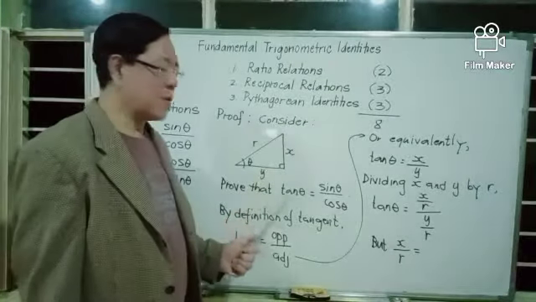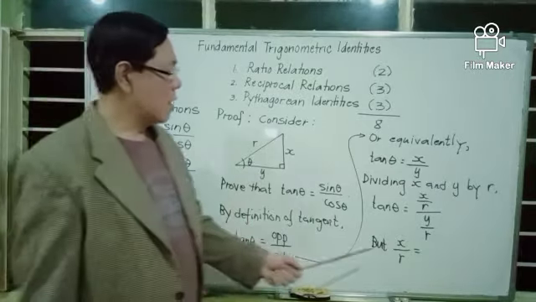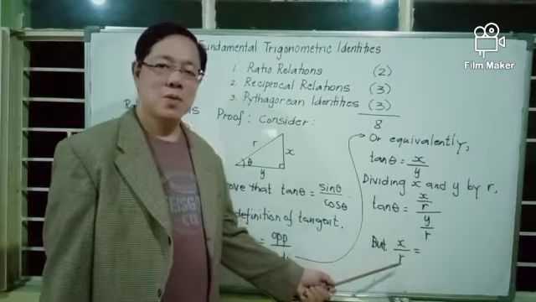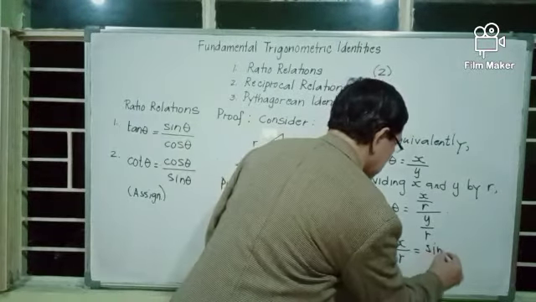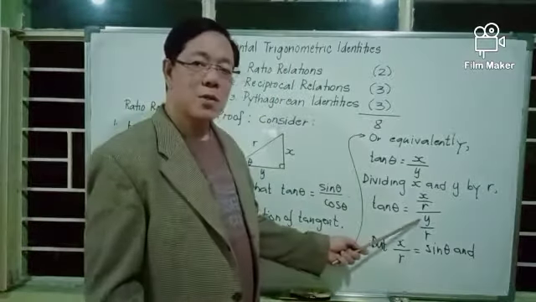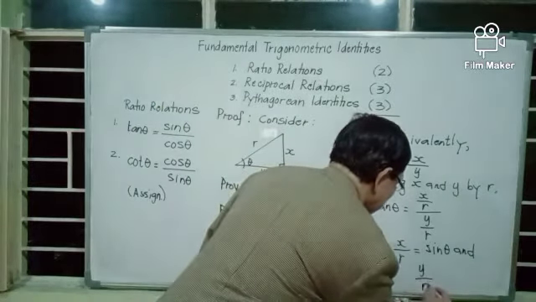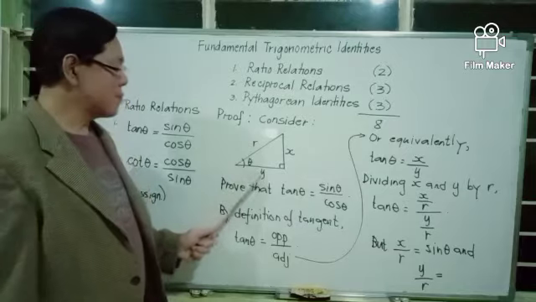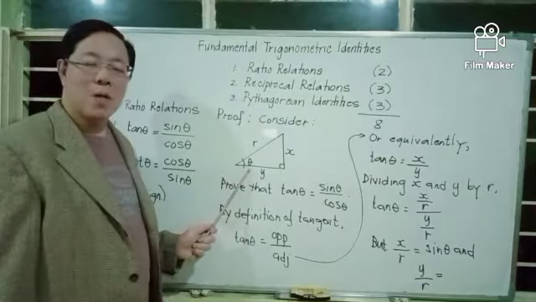From the diagram, you can see that x is the side opposite theta and r is the hypotenuse. So this ratio is equal to opposite over hypotenuse, which is the value of sine of theta. And for the denominator, y over r, y is the side adjacent to theta, and r is the hypotenuse. The ratio of the adjacent to the hypotenuse is the value of the cosine of theta.